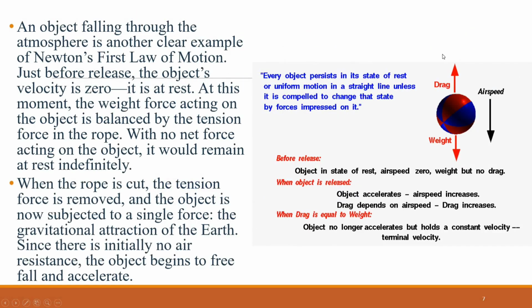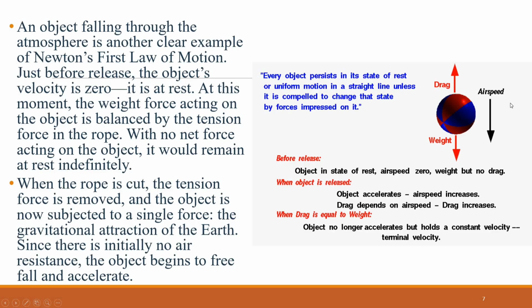A ball falling down through the atmosphere until drag balances gravity. An object falling through the atmosphere is another clear example of Newton's first law of motion. Just before release, the object's velocity is zero, it is at rest. At this moment, the weight force acting on the object is balanced by the tension force in the rope. With no net force acting on the object, it would remain at rest indefinitely.